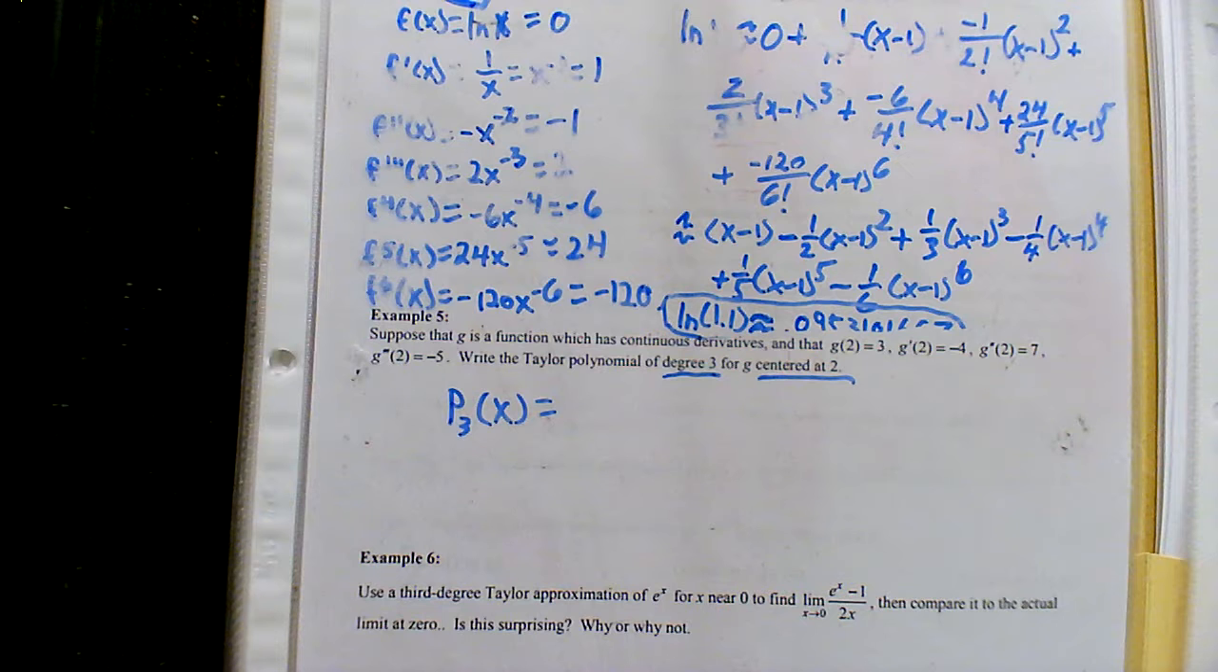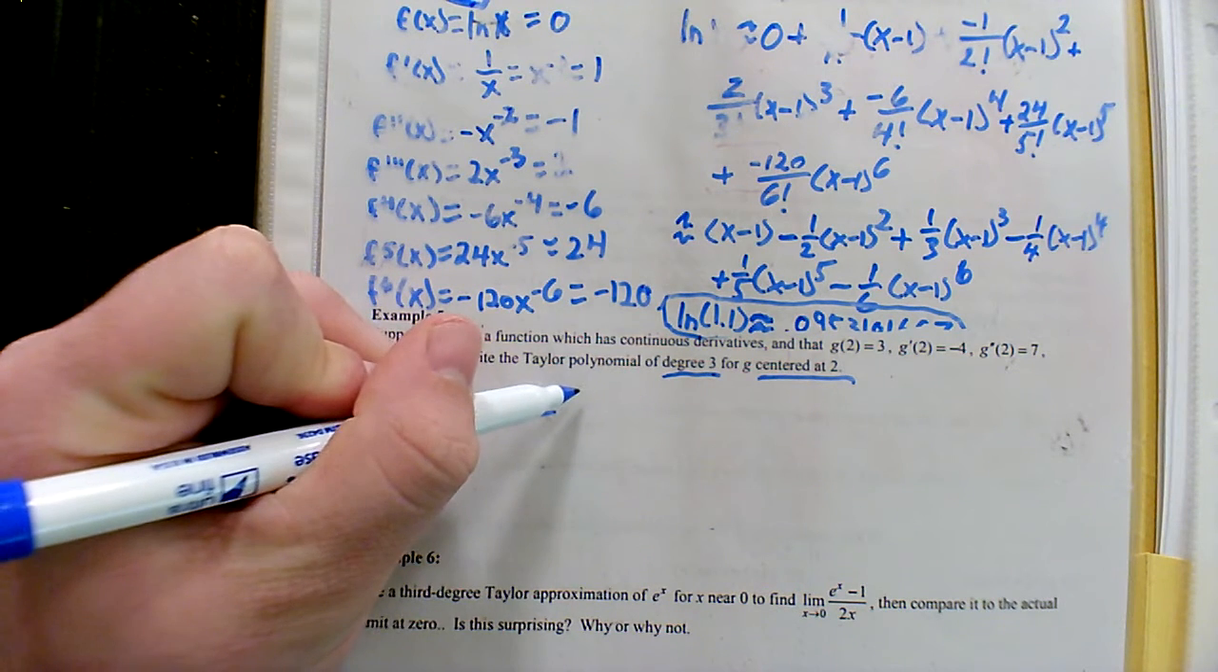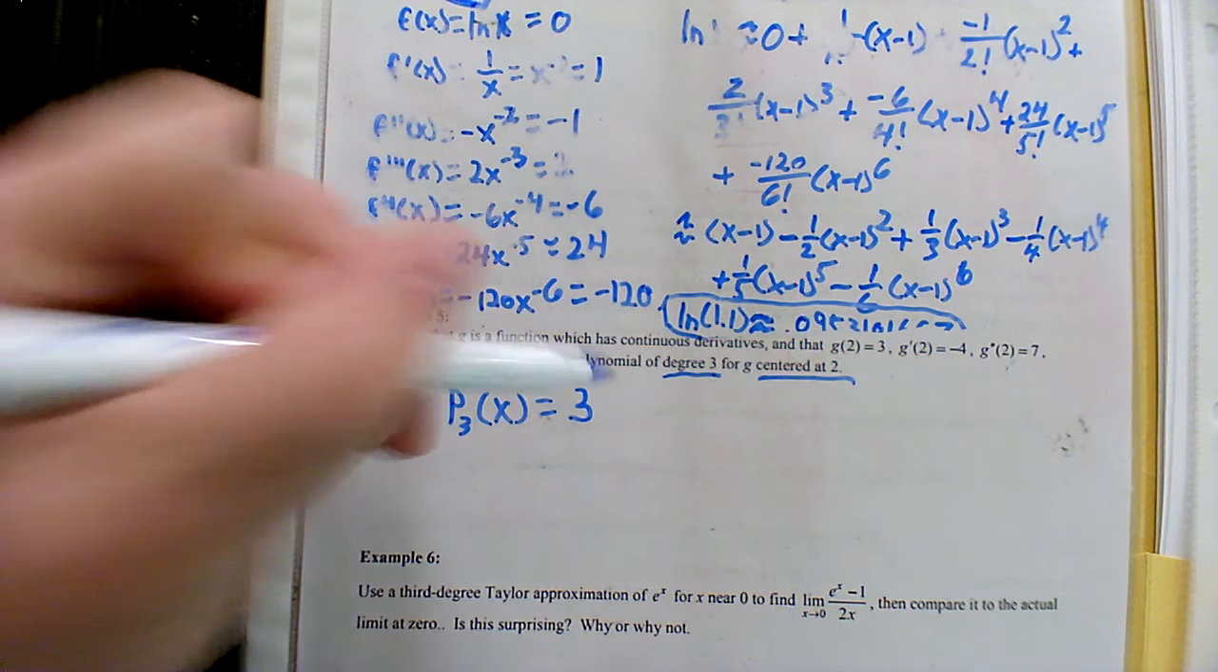Now, you might be able to simplify your factorials after you write the original one. So with the Taylor polynomial, you always start out with the original value of the function at the center. So we know we're starting with 3.